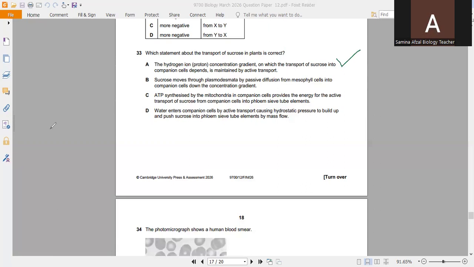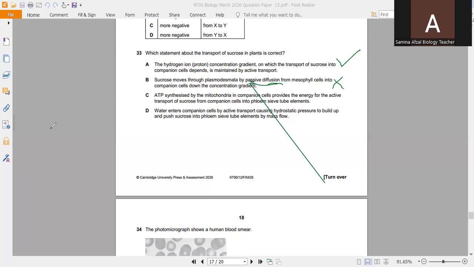The sucrose moves through plasmodesmata by passive diffusion from mesophyll cells into the companion cells down the concentration gradient. So this is not correct. In apoplastic loading, sucrose is actively loaded into the companion cell sieve tube complex, not just by passive diffusion throughout. So this is not correct.